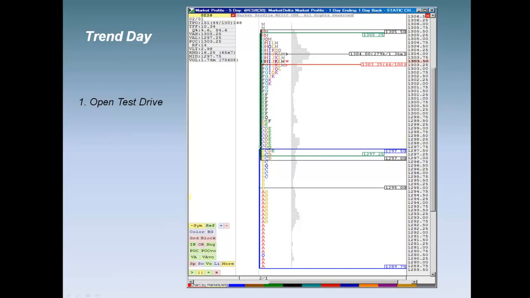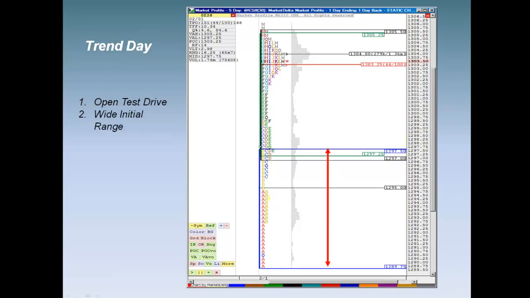Okay, so let's take a look at a trend day together, and I will show you how easy it really is to identify them. And the first telltale sign that we talked about is the open test drive. So take a look at this. The market opens, drops 3 prints below the open, and then has a strong drive in the up direction. Now, look at the next telltale sign.